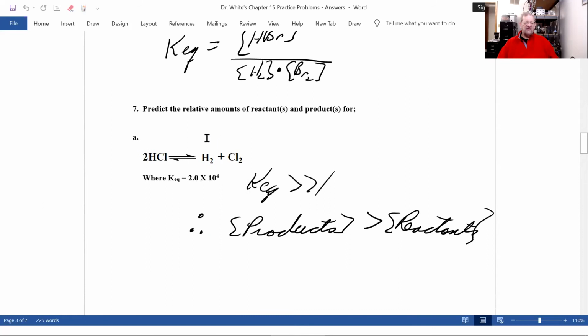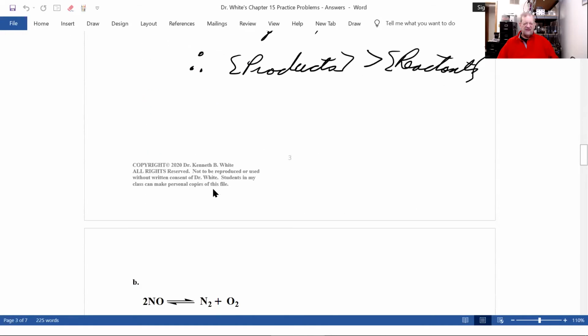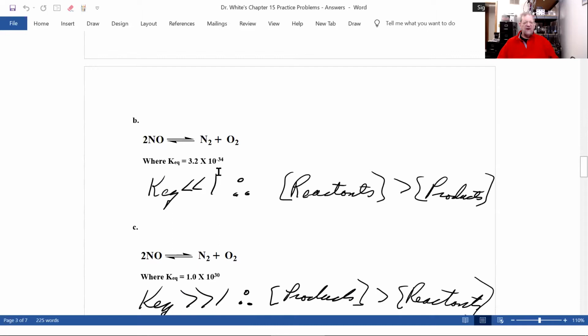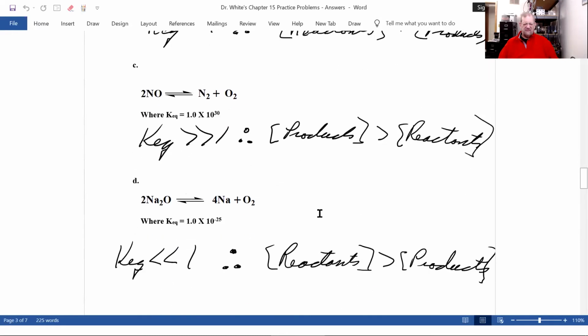And next, I asked you about predicting relative amounts of products and reactants. When K equilibrium is greater than 1, there are more products than reactants. When K equilibrium, this is 10 to the minus 34th, is less than 1, then the reactants are greater than the products.